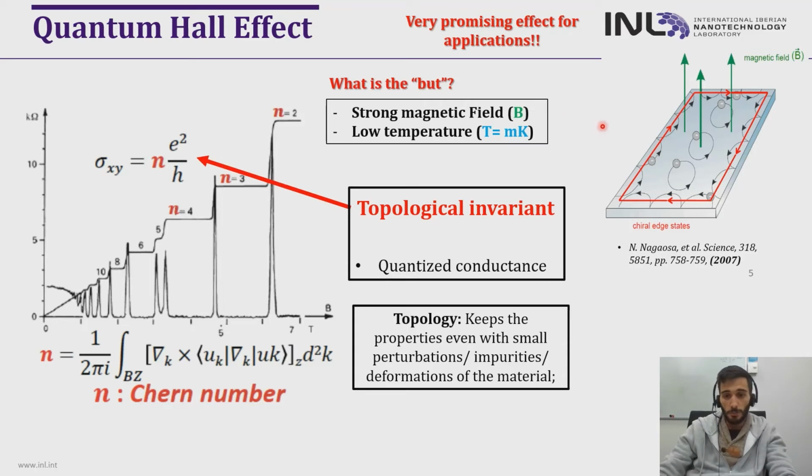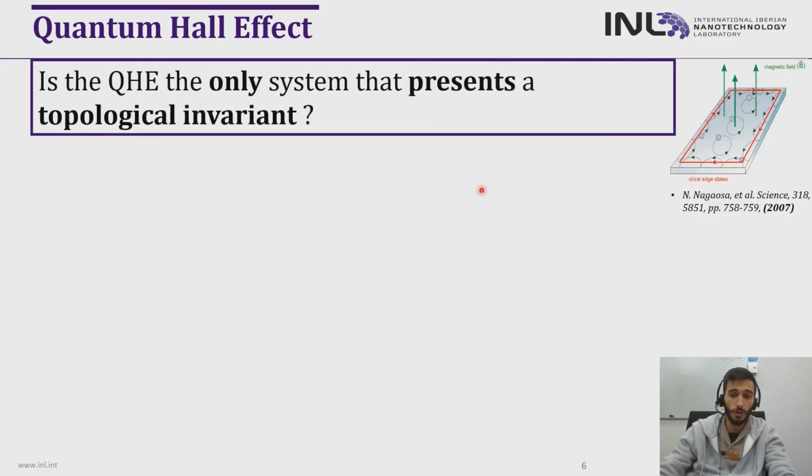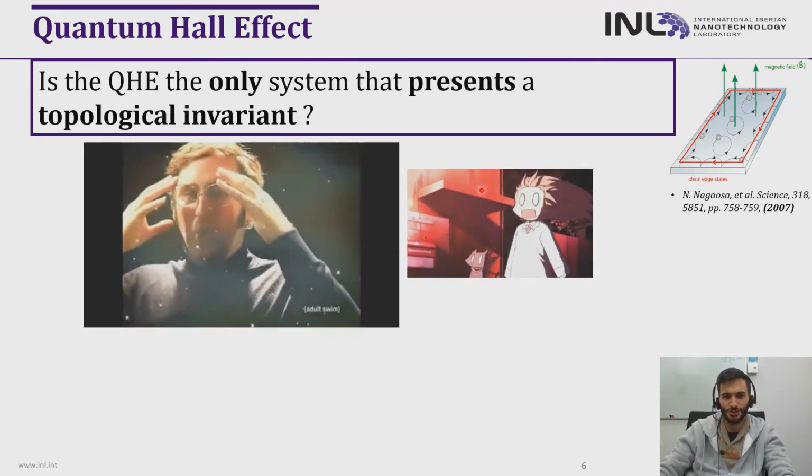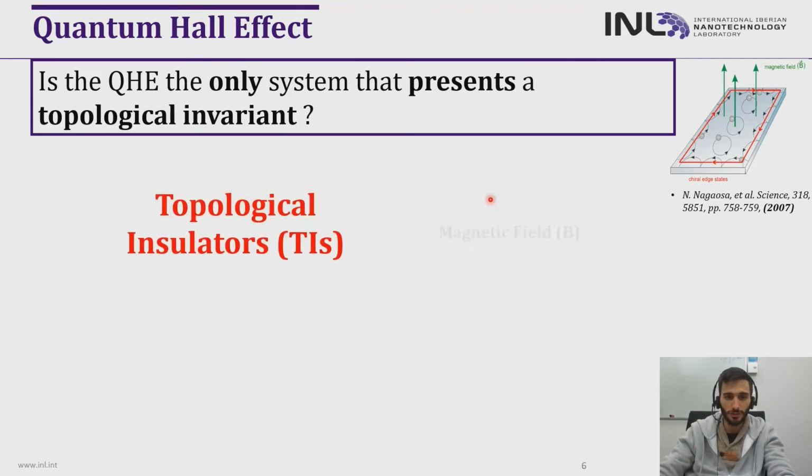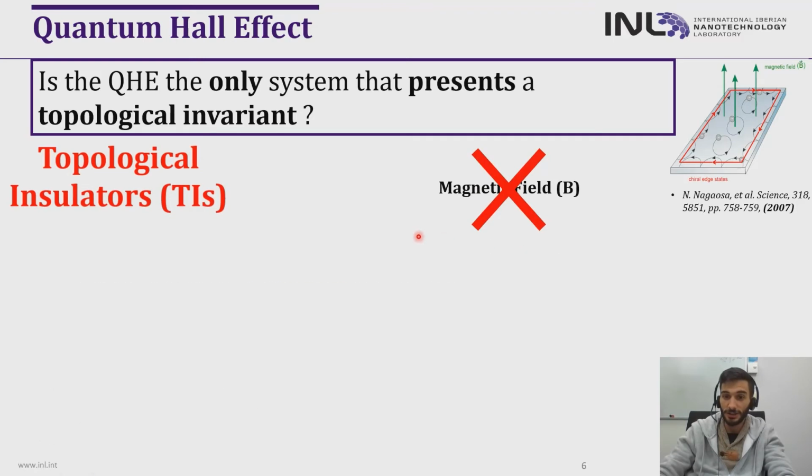But this is very promising for applications. What's the but? It requires strong magnetic fields and low temperatures. So now we ask, is this the only system that presents a topological invariant? The answer is no. We have these amazing topological insulators that don't require magnetic fields.